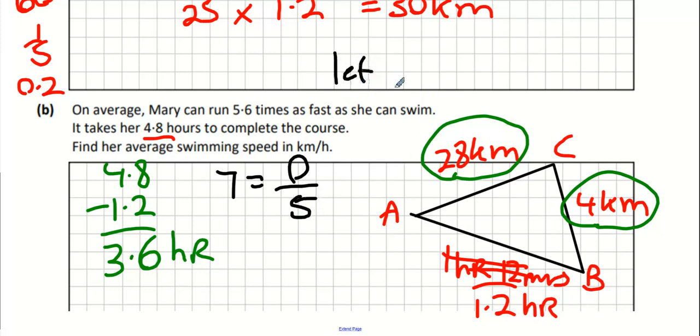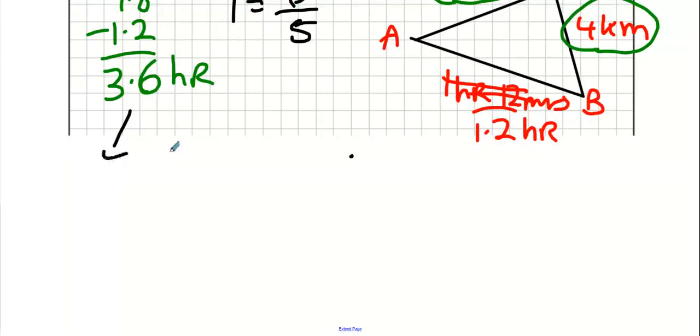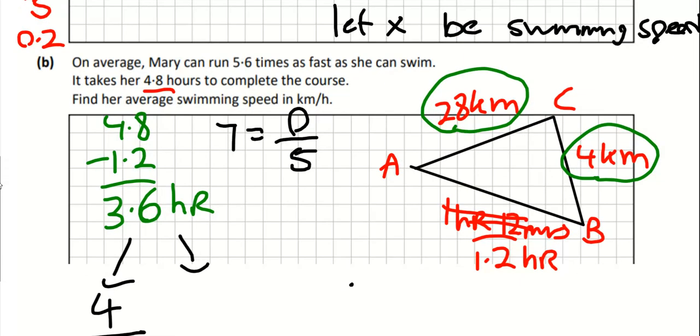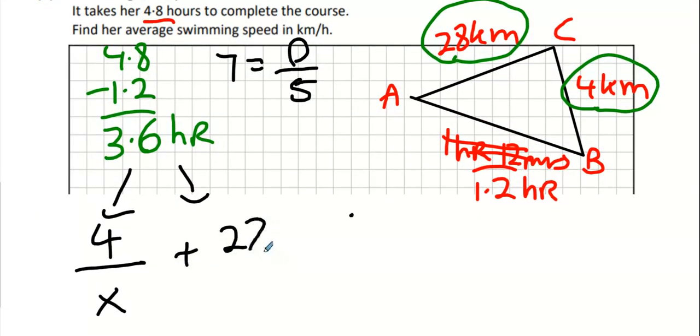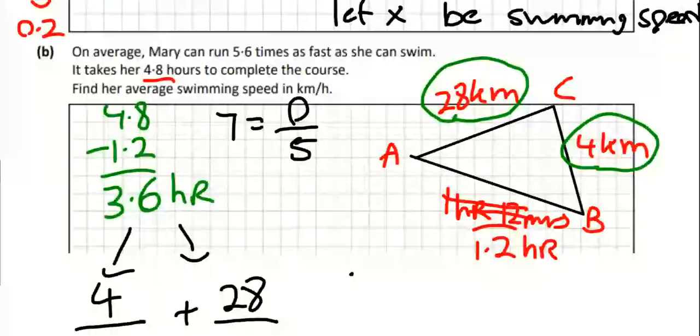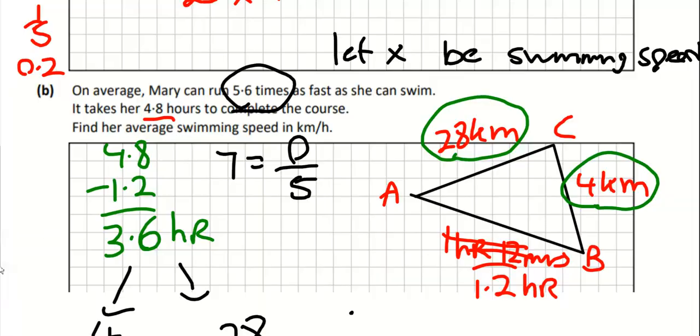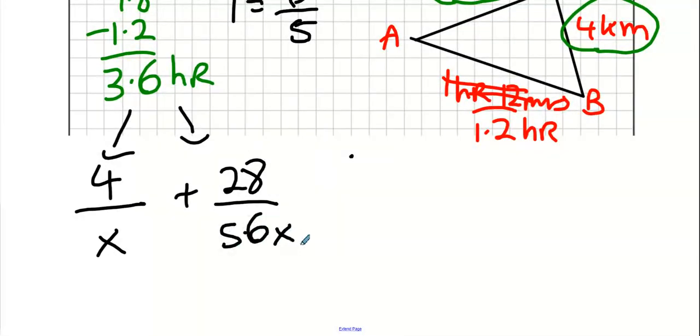And what I'm going to say is let x be the swimming speed. So x is going to be the swimming speed, okay? So what we can say is that this 3.6 is divided up into two sections. It's divided up into swimming, which is going to be 4 kilometers divided by your speed x. And then it's also going to be divided up into the running, which is 28 kilometers. Now remember, your speed isn't x anymore because you can run 5.6 times as fast. So that's going to be 5.6x. And when you add all that together, it equals 3.6.